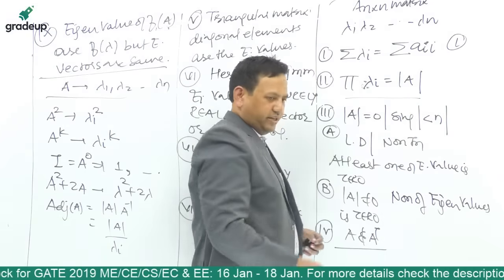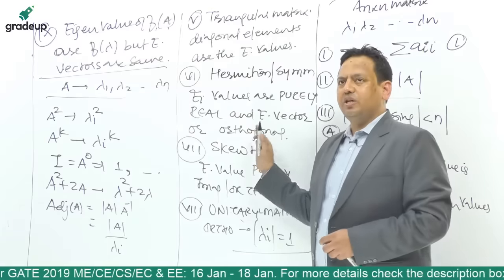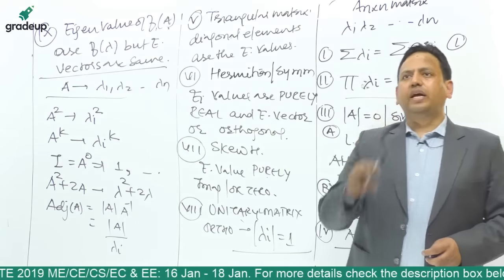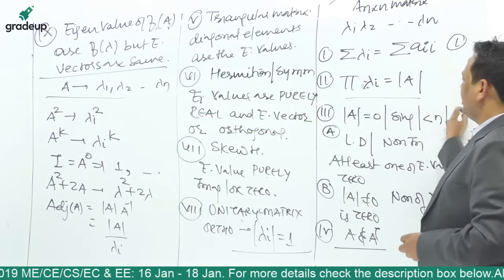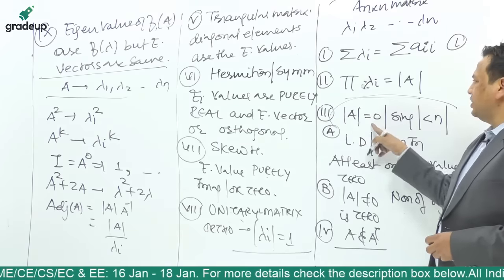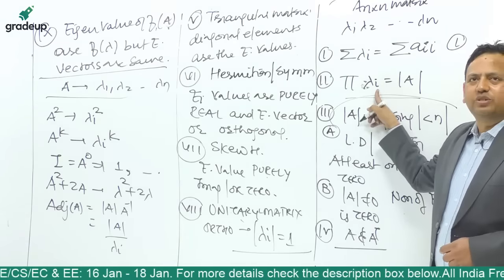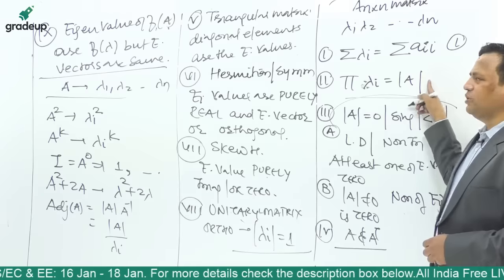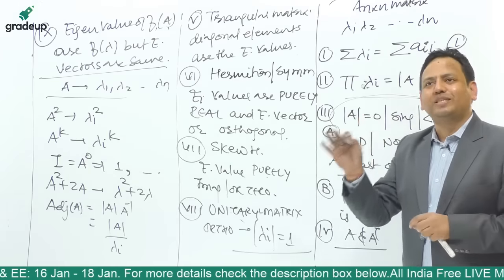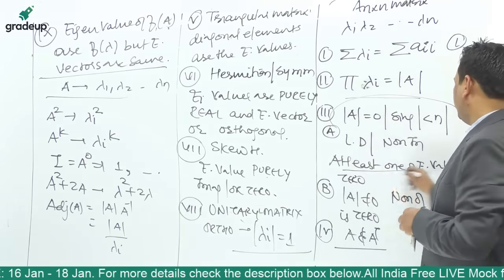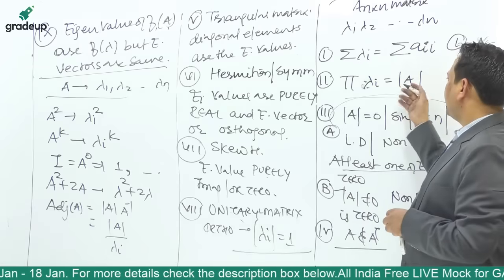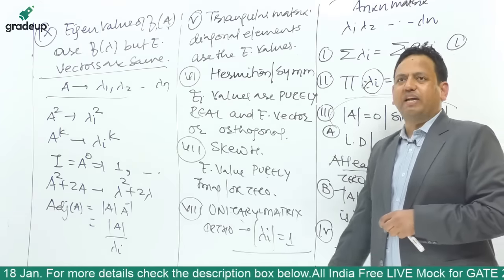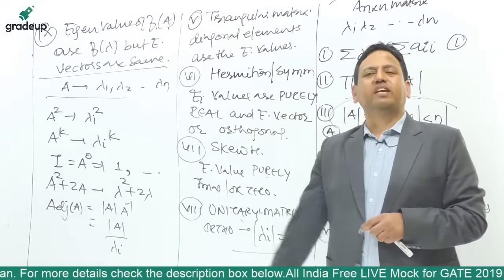Now just take a snapshot of these. Third A is not clearly understood. In third A, we are saying determinant of A equal to 0, and that is the product of the eigenvalues. If the product of eigenvalues is equal to 0, there must be at least one eigenvalue equal to 0. If the product is not 0, then none of the eigenvalues is 0.